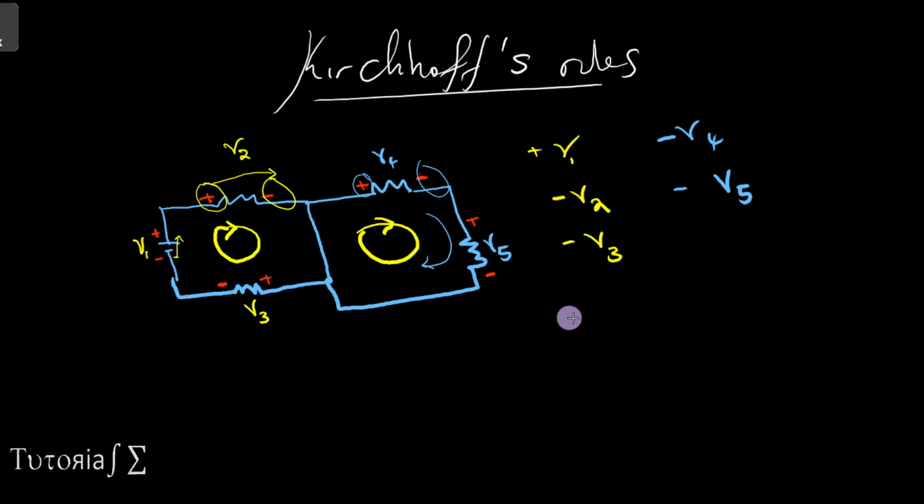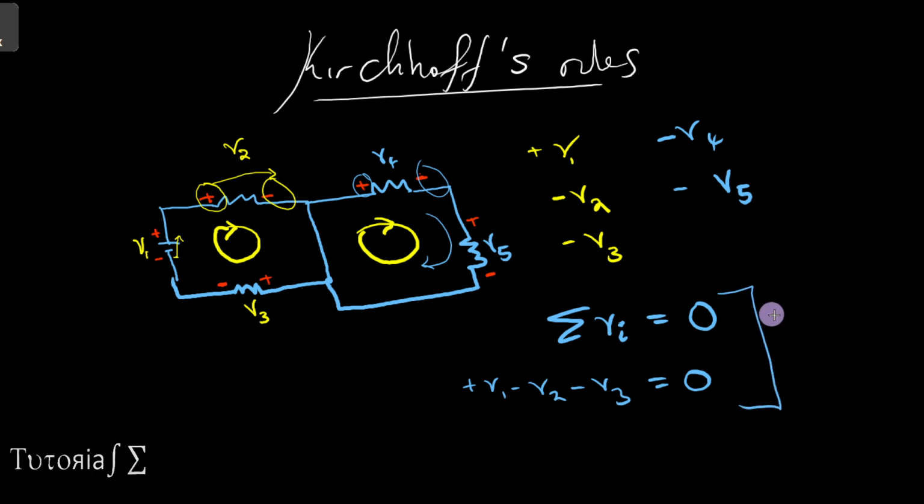is that summing the voltage in a particular loop is equal to 0. So summing all these voltages here, that is positive V1 minus V2 minus V3, should give us 0. So this is the first rule of Kirchhoff's. Okay, so this is rule 1. Summing all the voltages in a particular loop should give you 0.